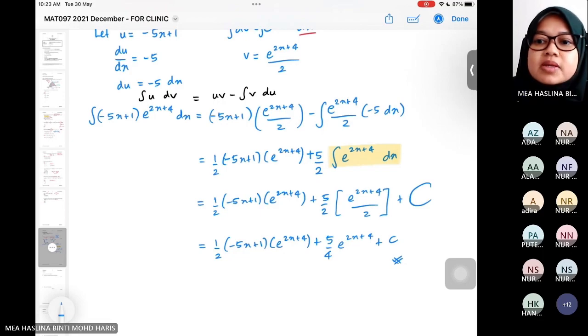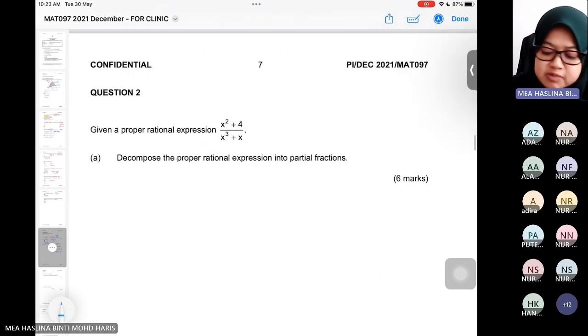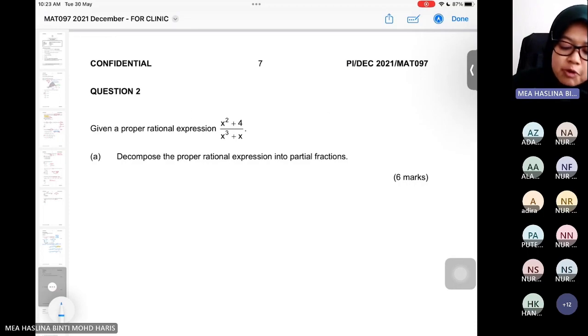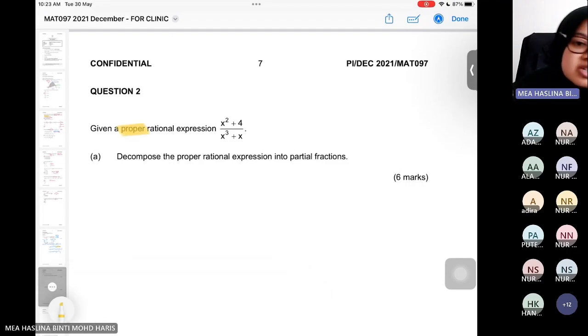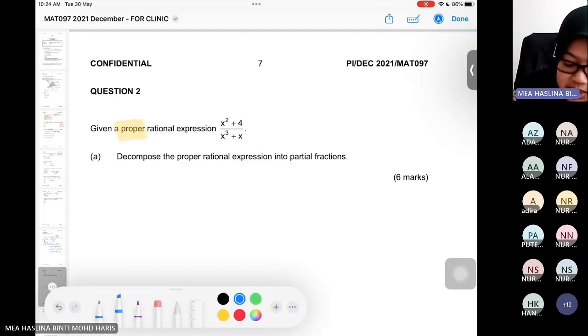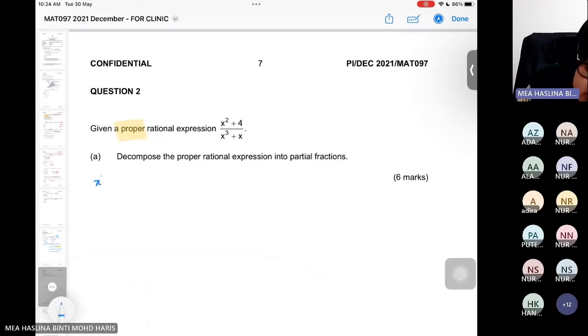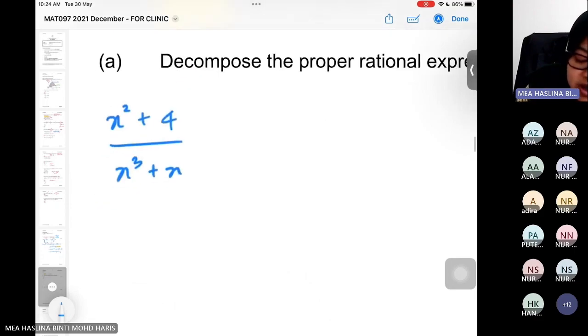Okay, alright. Alhamdulillah. Moving on, we look at question number 2. Given a proper rational expression, you should note the important info there. Proper rational expression means you don't have to do long division. Straight away when they ask you to decompose the proper rational expression, you identify the factors in the denominator. So you start by rewriting the rational expression x squared plus 4 over x cubed plus x, and identify what the factors in the denominator are.